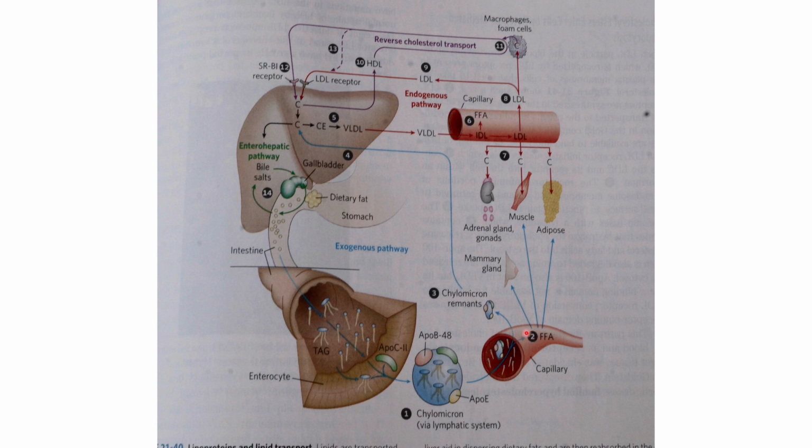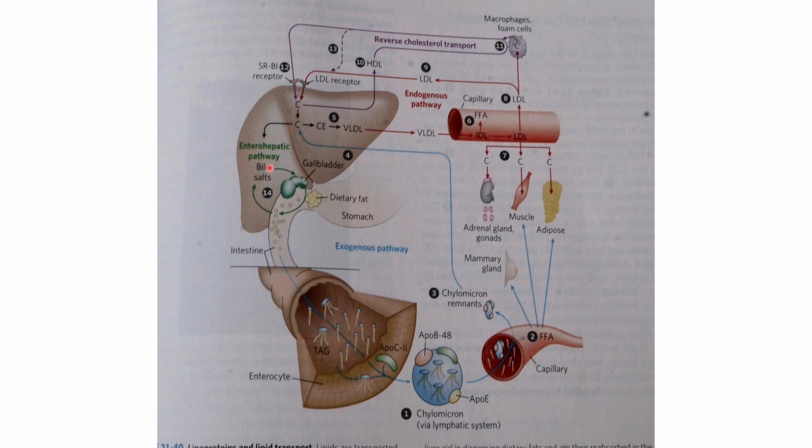You get free fatty acids forming, chylomicron remnants, and these free fatty acids can be utilized in the mammary gland. They can also go to adipose tissue, muscle, adrenal gland, and also be transported to the liver through the lymphatic system and the circulation, but mainly the circulation.